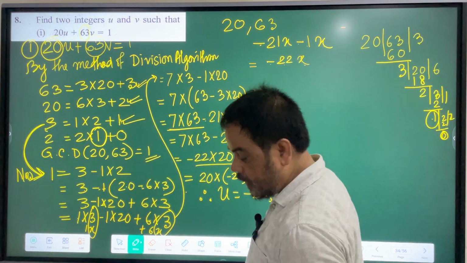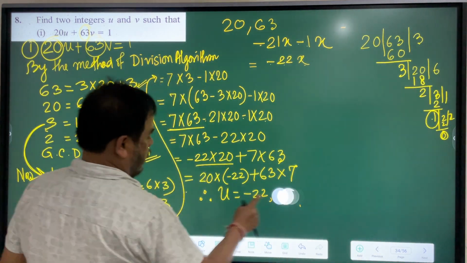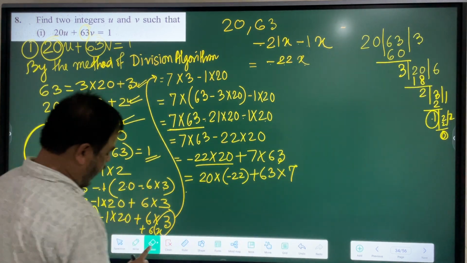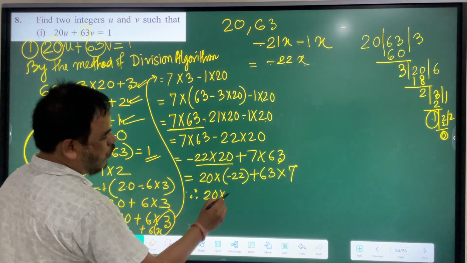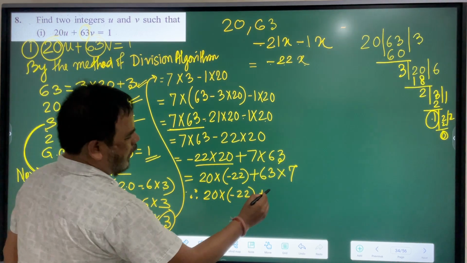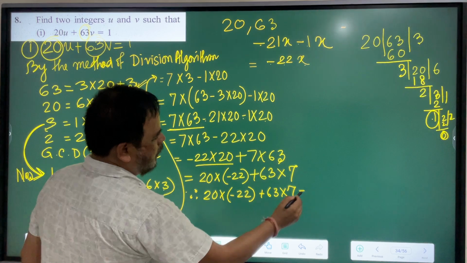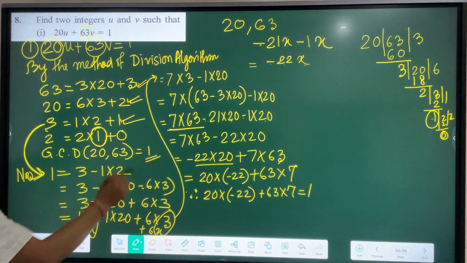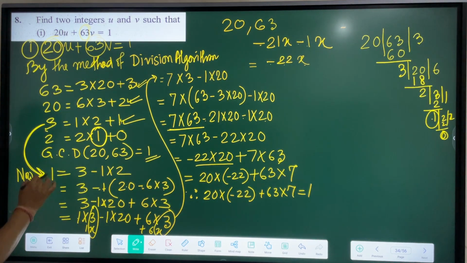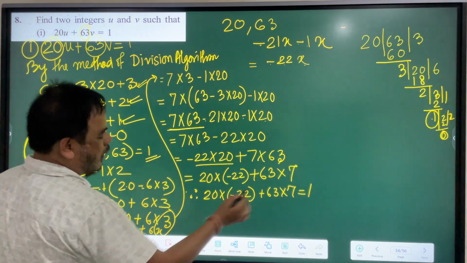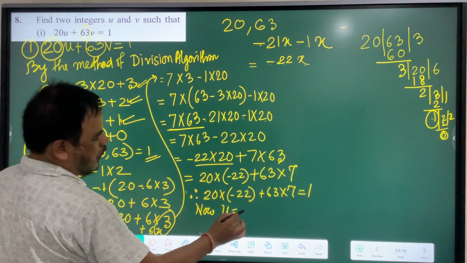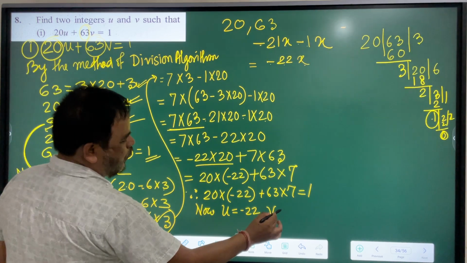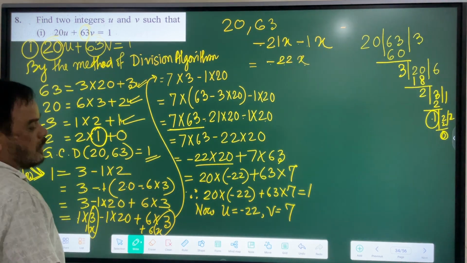Or we can write separately here if you have a problem of understanding. So we can write, therefore, 20 into minus 22 plus 63 into 7 equals 1. Well, where does the equal sign come from? From here it came: 1 equals 1. So 1 equals this one, so this equals 1. So now u equals minus 22, v equals 7. I hope you understand.